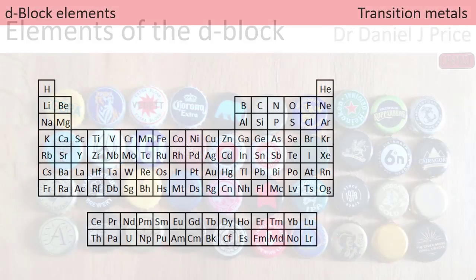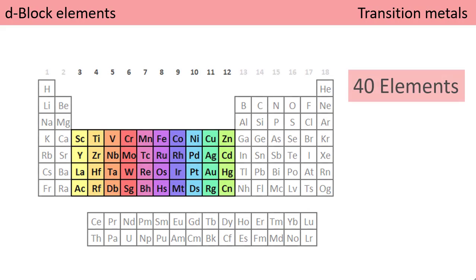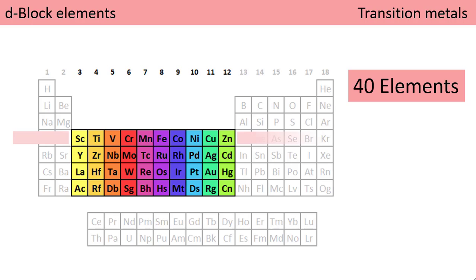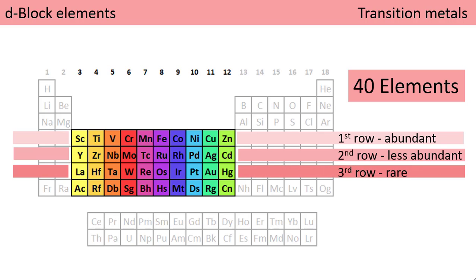So here's the table, and the D block includes all the elements in group 3 all the way through to group 12. That's 40 different elements. Some will be familiar to you, others less so. I should say that the elements in the first row of the D block are relatively abundant. But that abundance decreases as we go down each group. And by the time we get to the third row, many of these elements are really rather rare. These are elements like platinum and gold, which are consequently very valuable.